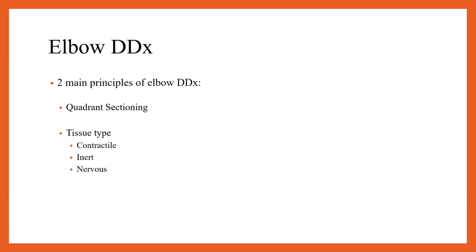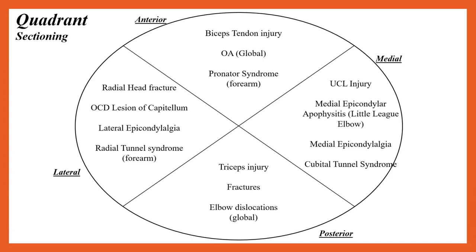If it's contractile, meaning tendon or muscle, our exercise selection or treatment selection is going to look a lot different than if it's a nerve type of injury. So those are the two main principles, and you can use those across the board in other types of differential diagnosis, other sections of the body as well. So let's get into it.